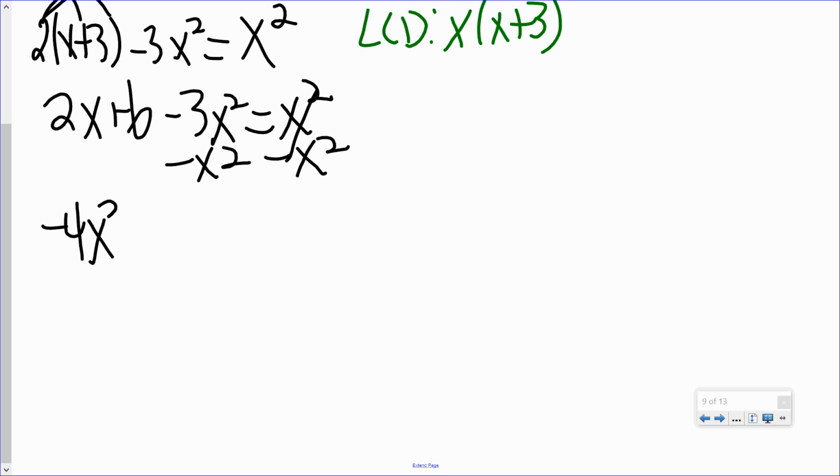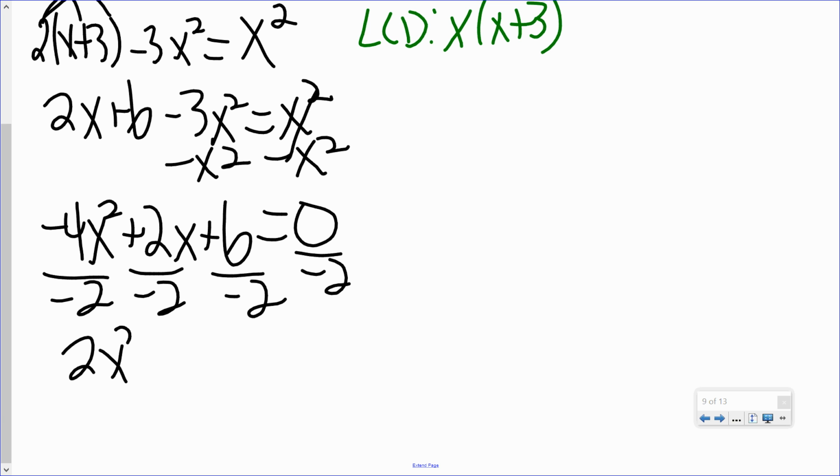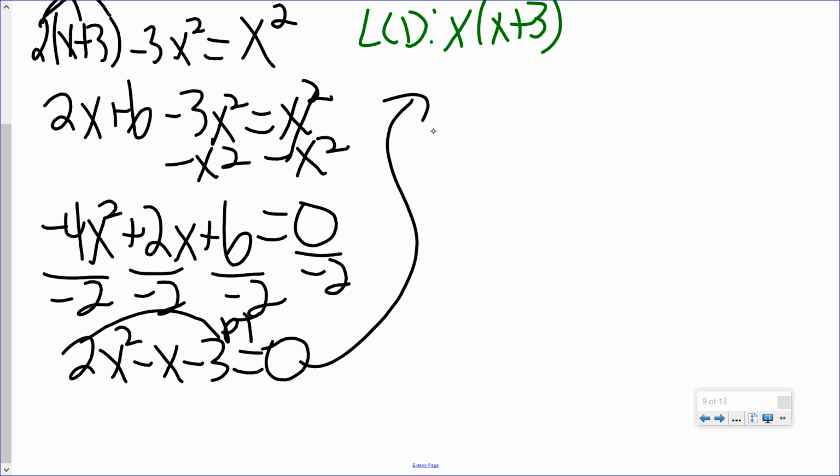Always write the x squared first, then the x, then the number. Negative 4x squared plus 2 equals 0. Now there's an integer GCF, so I'm going to divide everything by negative 2. That gives me 2x squared minus x minus 3 equals 0. Can I factor further? I see I'm going to have to do the bridge method since there's something in front. So that's going to give me x squared minus x minus 6 equals 0.